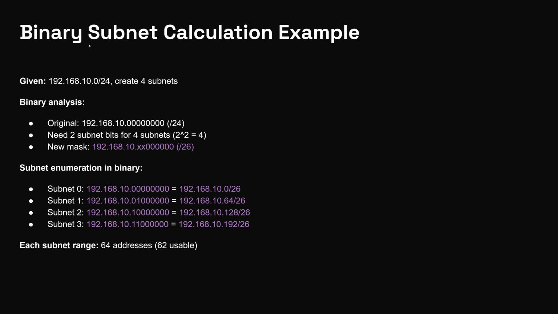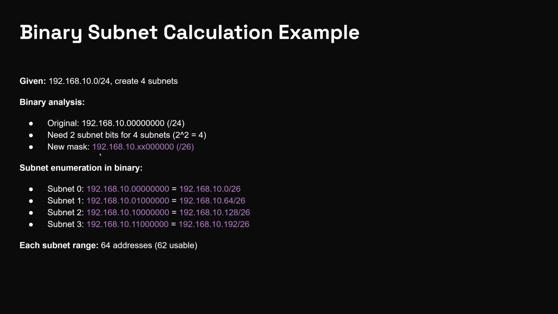So, binary subnet calculation example. I think we covered that earlier, but it's going to be another example. This time we have 192.168.10.0/24, and again, we need to get 4 subnets. Like Carlos mentioned before, we have a /24 and we need 4 subnets, so we're going to do 2 to the power of 2, which gives us 4. That means we need to borrow 2 bits from the host section, right?